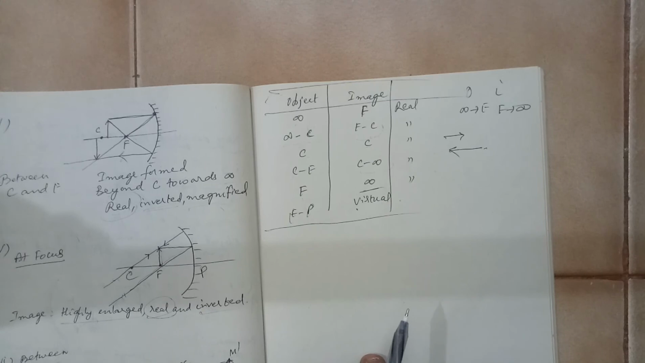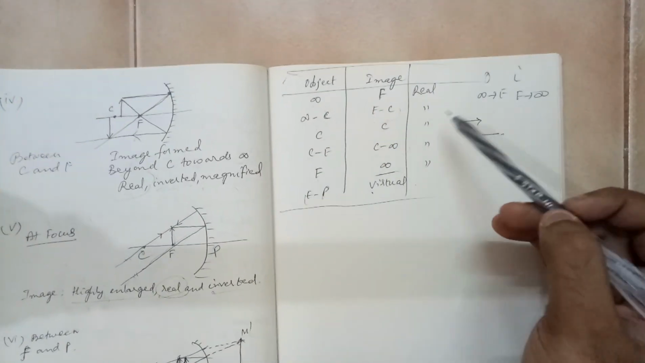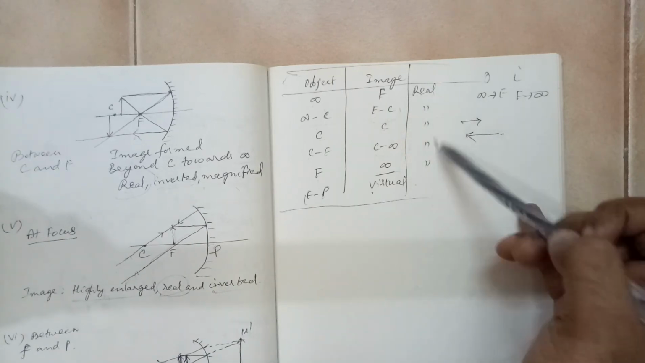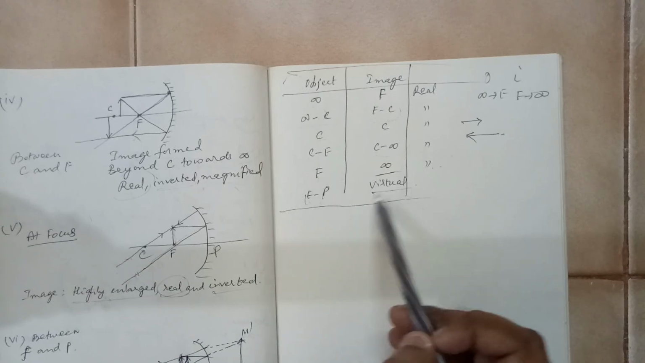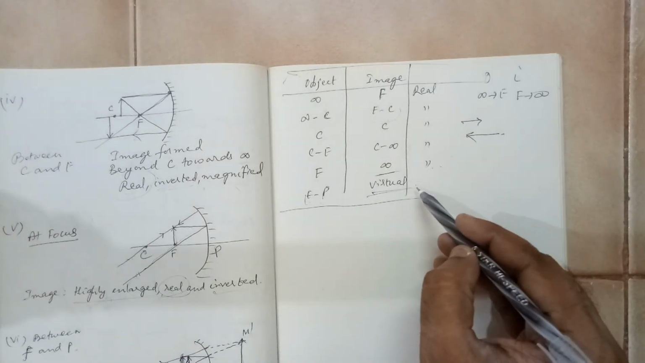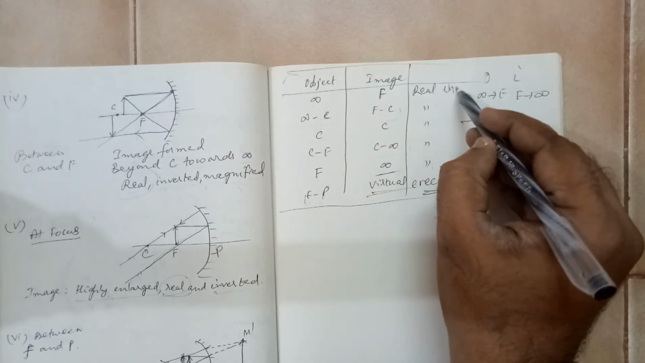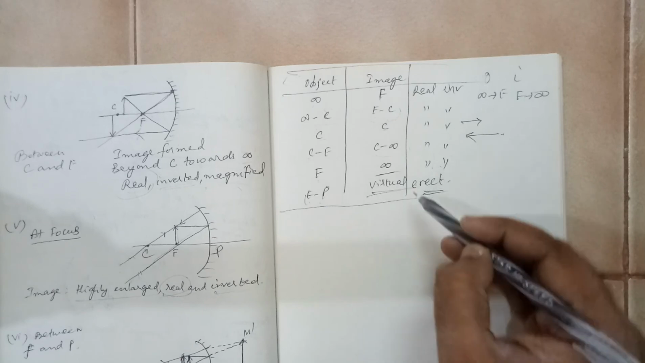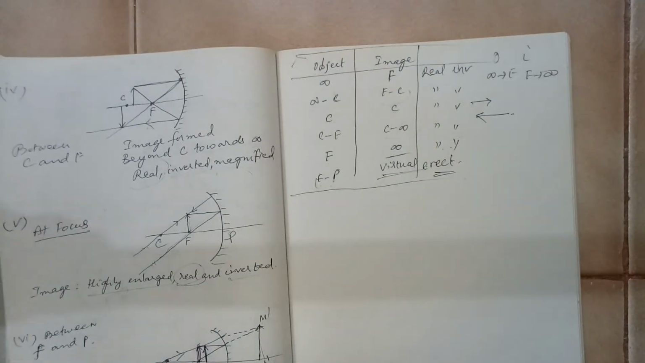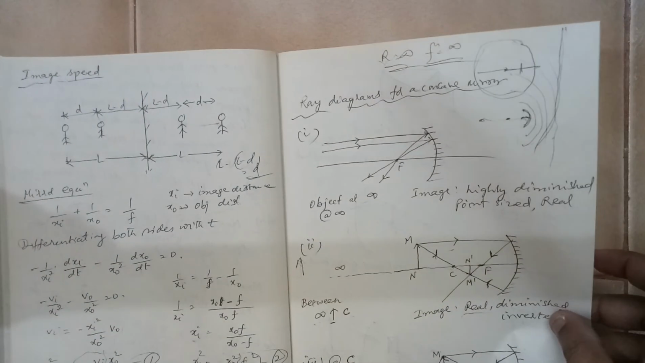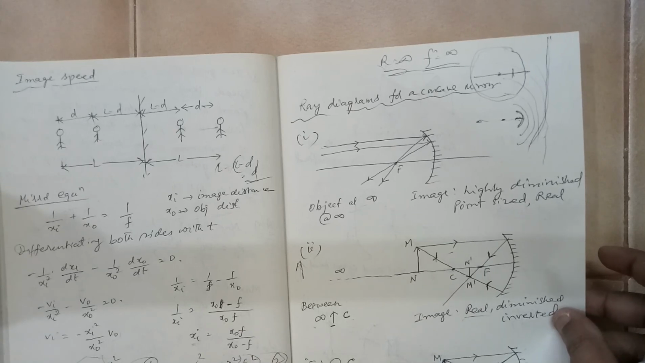Kindly make a note of all these points and understand the concept. And remember, if you see, all cases are real and mostly inverted. Only between focus and pole it is virtual, and on the other side, so it is erect. All others are inverted. That's what we have. This is just summarizing what we have learned. And yes, I think we have covered all the cases.